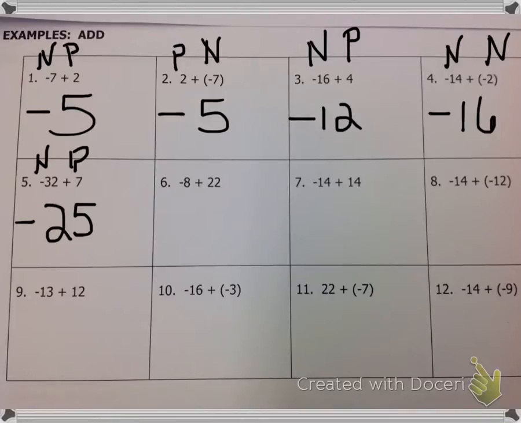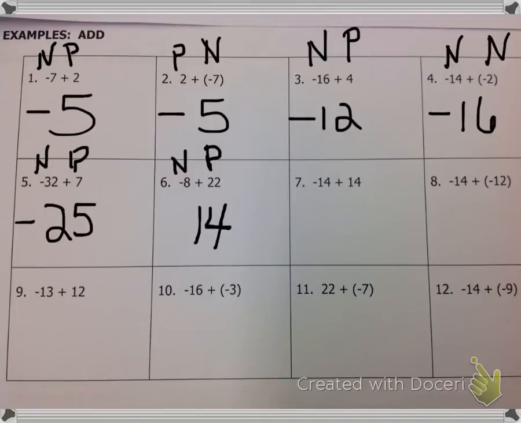Number 6, I have -8 plus 22. -8, that's a negative. 22, that's a positive. Okay, so I have same signs or different? A negative and a positive. I have different signs, so different signs, subtract. Find the difference between 22 and 8. 22 minus 8 is 14. And you're going to take the sign of the larger number. What's bigger, 8 or 22? 22 is bigger, so your answer is positive.